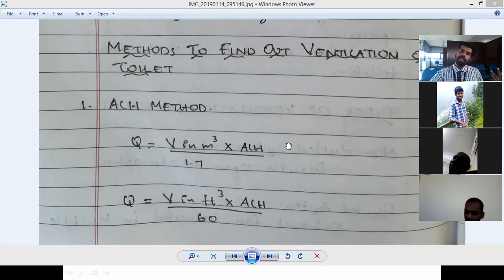So you can directly find the CFM value here when you get the ACH value. Now this is the first method, the ACH method.